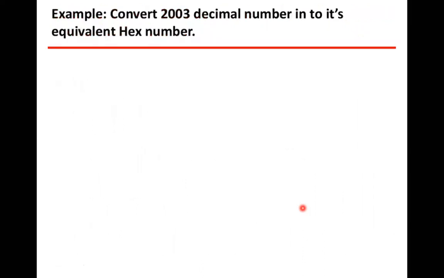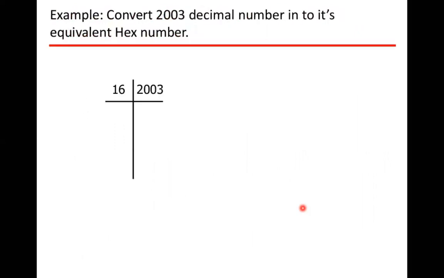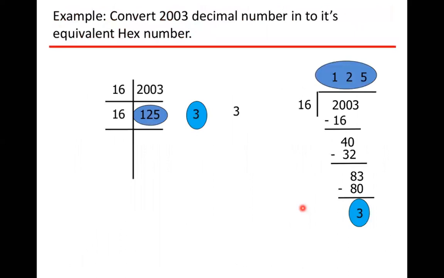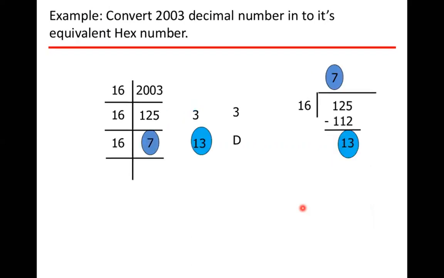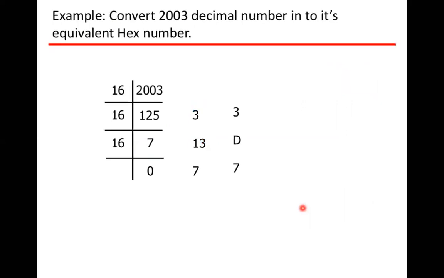Let's see an example. So convert 2003 decimal number into its hexadecimal number. So we will be dividing it by 16. So 16, if you see that here, the quotient is 125 and the remainder is 3. The remainder we have written on the right hand side. Again, 125 is divided by 16. So 7 times 16 is up. Remainder is 13. Quotient is 7. Again, 16 goes into 7 zero times, so the remainder is 7.